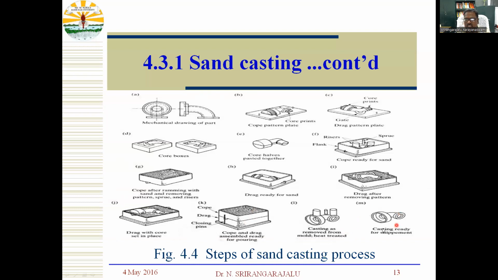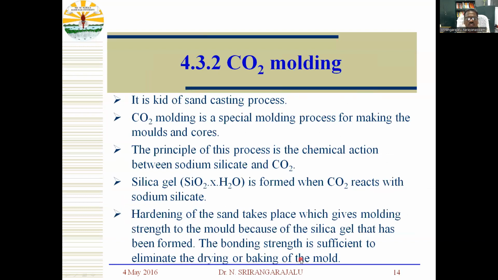Finally, you will get the product like this. These are the steps of the sand casting process. So, CO2 molding. CO2 molding is one of the most widely used molding processes. It is a kind of sand casting process.